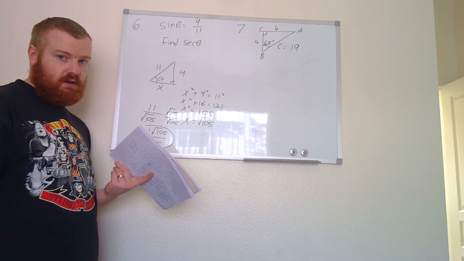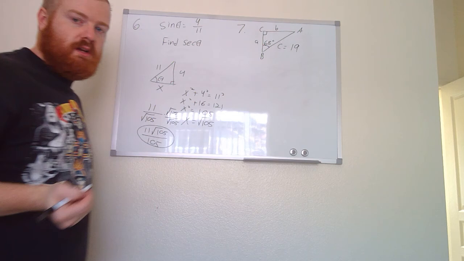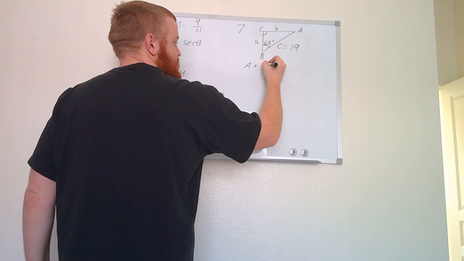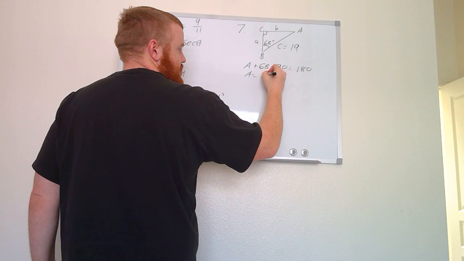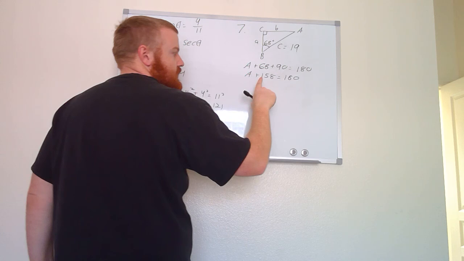So we have two out of the three angles. We know all the angles have to add up to 180. So angle A plus 68 plus the 90 that we have equals 180. So we add these two together. So 90 plus 68, that gives us 158, is equal to 180. Subtract over the 158, and that gives us 22 degrees.